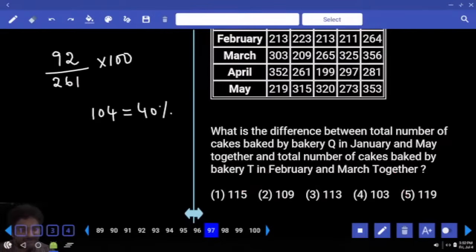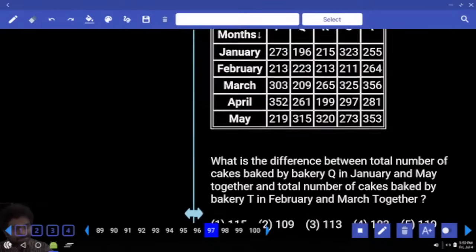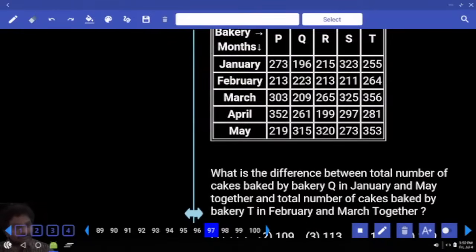What is the difference between total number of cakes baked by bakery Q in January and May? Q, January and May. To make the first number round figure, how much is required? Take 4 from the other number. How much is left there? 311. 311 plus 200. 511. You understand?